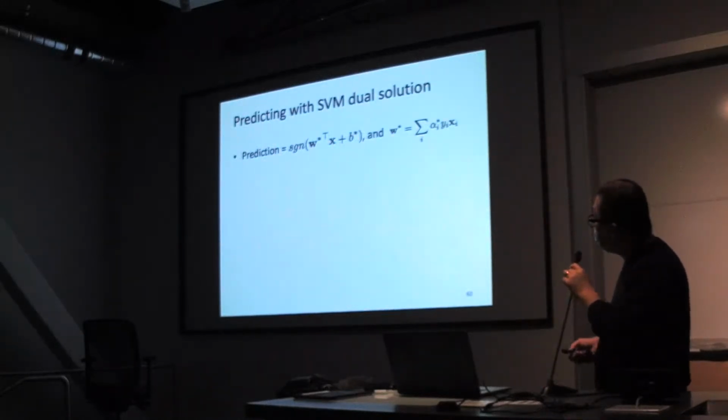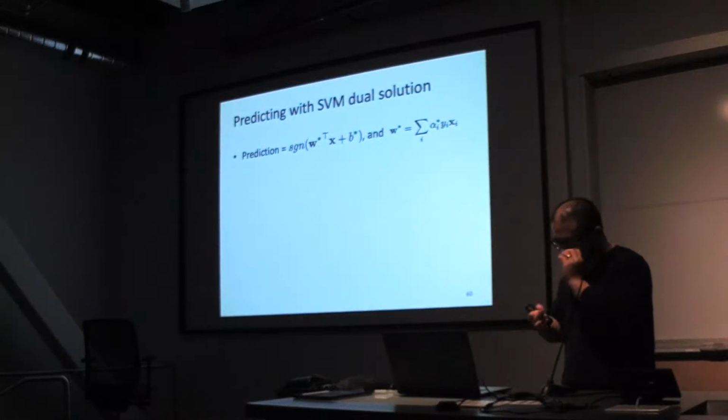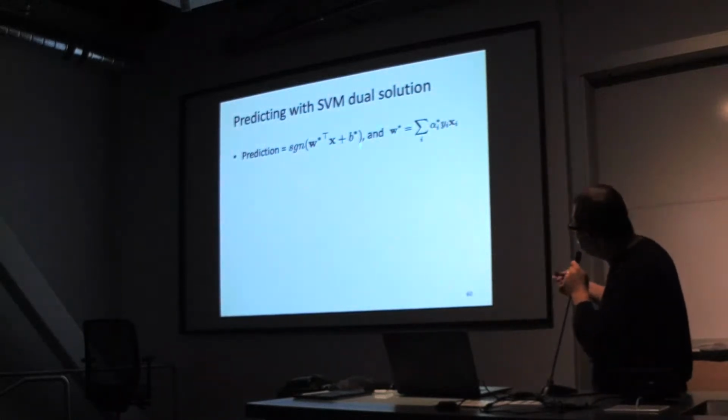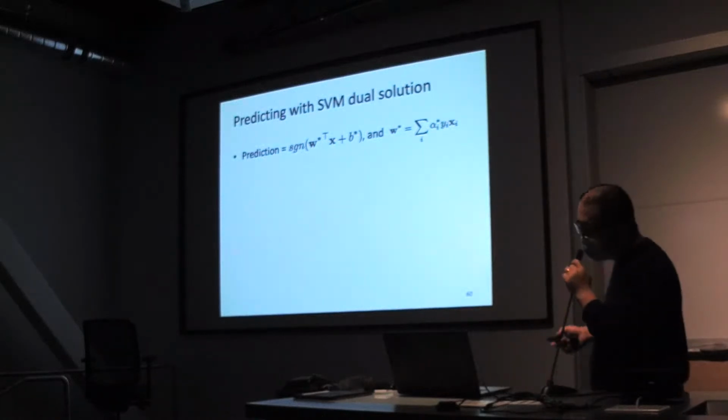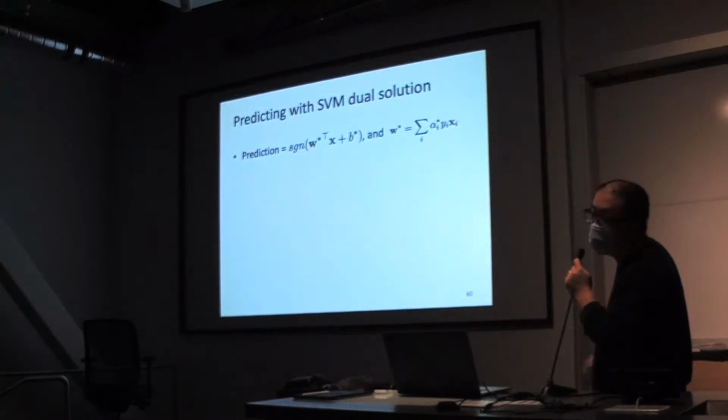Okay, so back to the solution structure. Suppose we solve the dual form of SVM. We know that the optimal weight vector can be represented by this weighted summation of the training inputs, where each training input is weighted by this alpha_i star. Of course, any alpha_i star can be equal to 0.